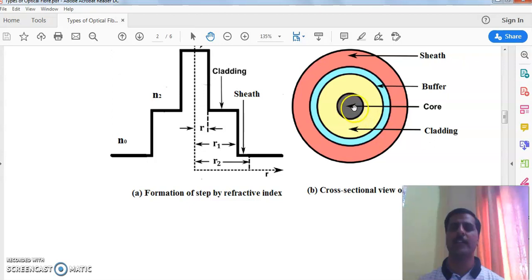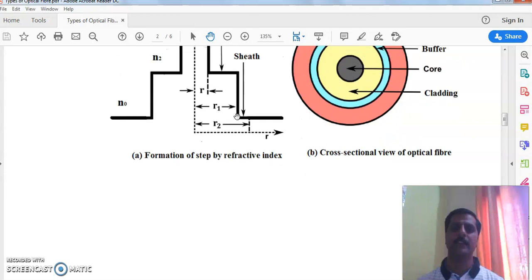If this is the core center, then up to here is the core, up to here is the core. On this side of the core, the refractive index remains the same. On the right hand side, the refractive index remains the same. There is a formation of a flat region again. Then if you go to the outer part, that is the sheath, there is again a decrease in the refractive index, and then it again becomes flat.